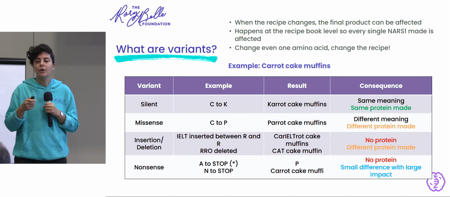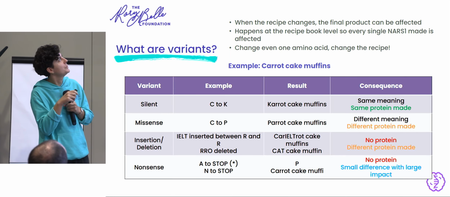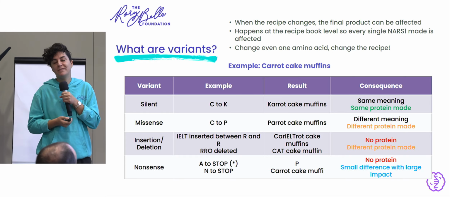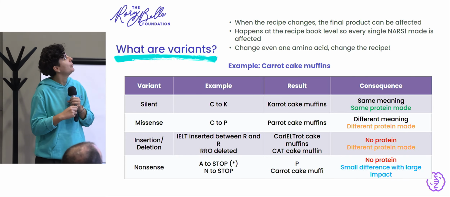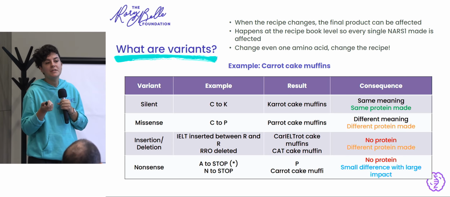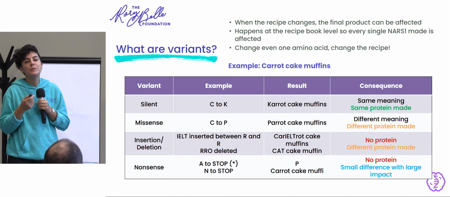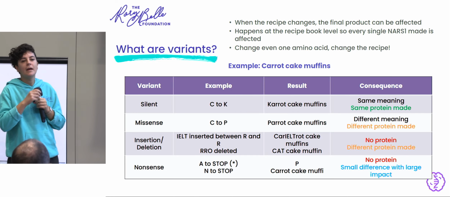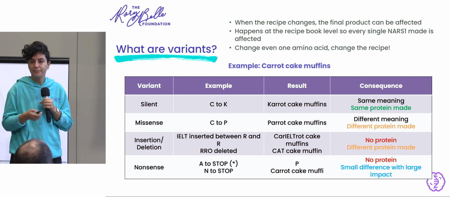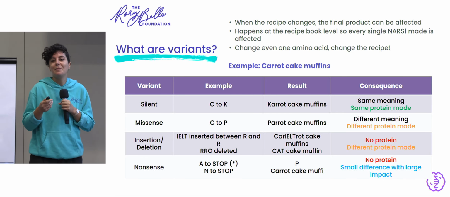I'm sure you all have heard of different variants within the NARS1 disorders. I'll take the example of the title of the recipe, which is carrot cake muffins. You can have a silent variant. Here you can change the letter, so a C to a K, and it's still going to make carrot cake muffins. So the spelling is different, but the meaning is the same. The protein made out of NARS1 is the same one, so in this case it doesn't have any impact.